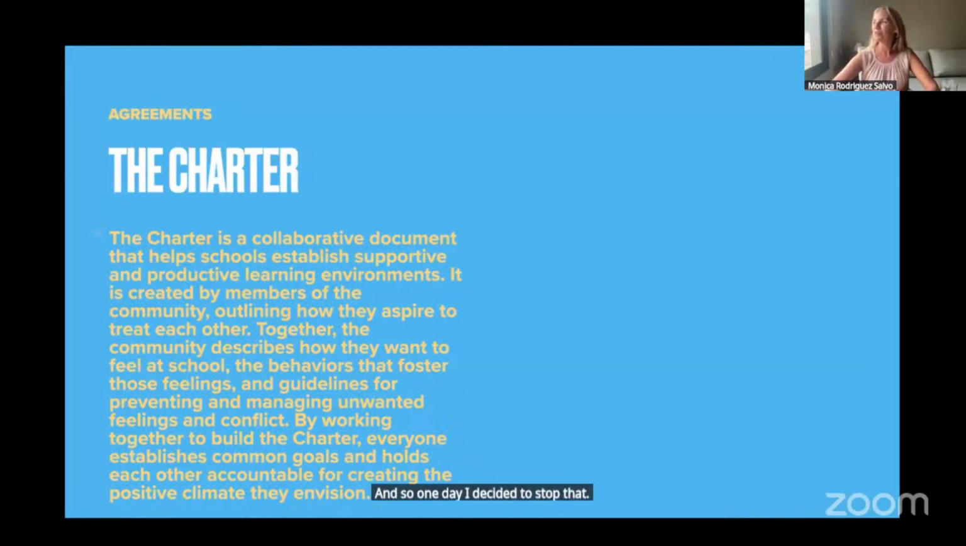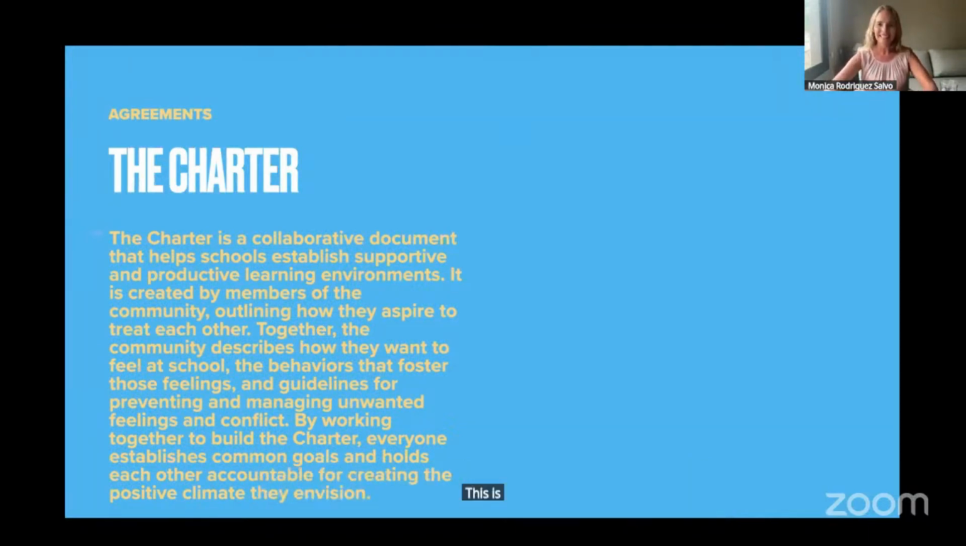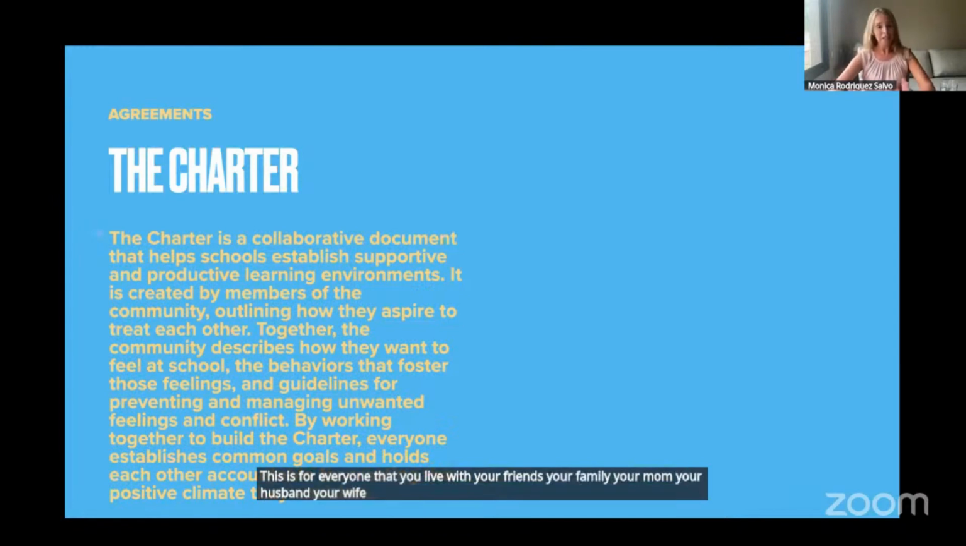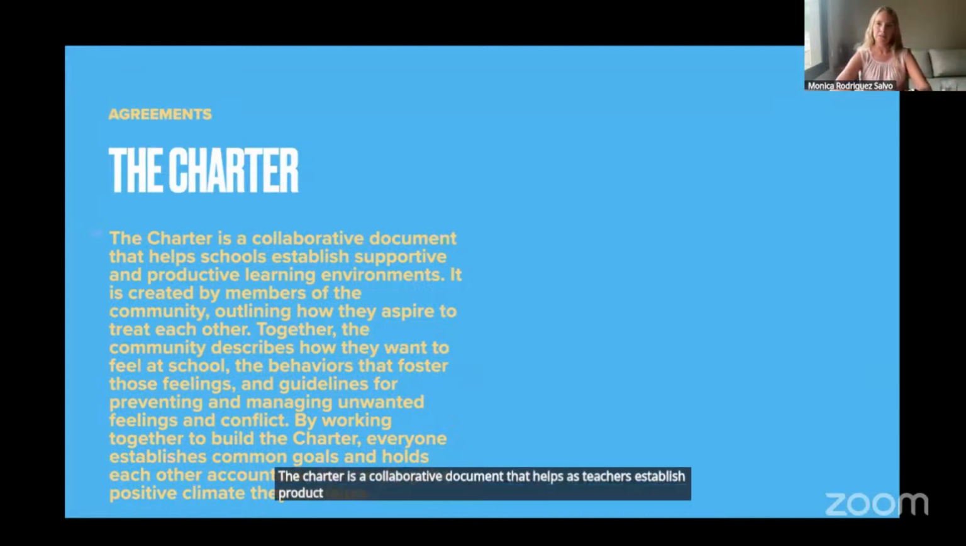And I think that this is because we teachers in general have had this unilateral communication with students. So I am bringing here the importance of agreements. And this is not only with your students. This is for everyone that you live with, your friends, your family, your mom, your husband, your wife, your kids. Importance of agreements. The charter is a collaborative document that helps us teachers establish productive learning environments.